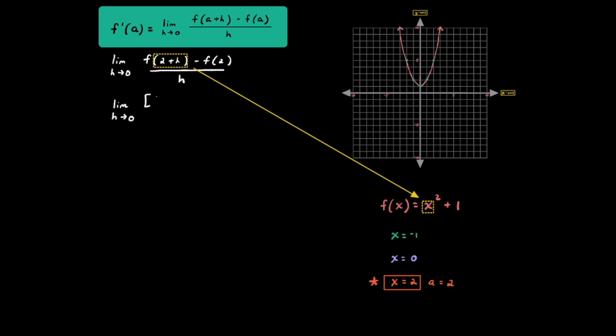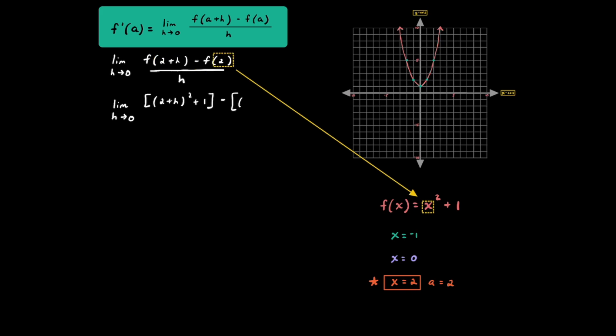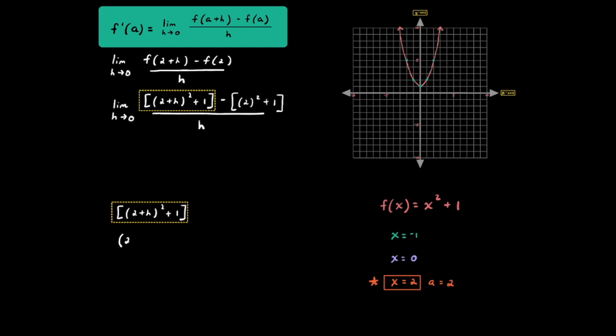F of 2 plus h is going to be the quantity of 2 plus h squared plus 1. And subtracting f of 2, we're going to get 2 squared plus 1. And let's write all of this over h. Simplifying this part, we have the quantity of 2 plus h times 2 plus h plus 1. 2 times 2 is going to be 4. 2 times h is going to be 2h. h times 2 is going to be another 2h. And h times h is going to be h squared. And we have a plus 1.